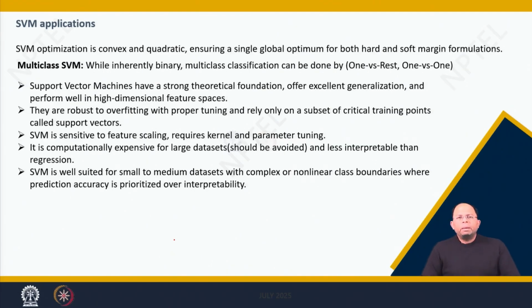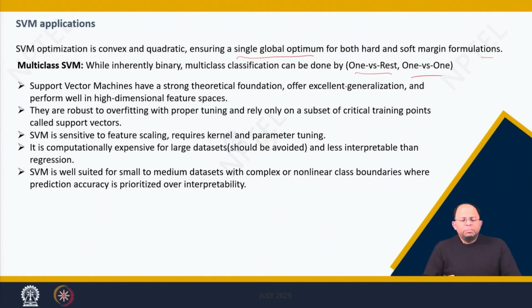So talking about SVM applications, SVM optimization is convex and quadratic, which ensures a single global optimum. That means there is a single solution for both hard and soft margin formulations. So that's why classification accuracy is very high. And we can also use SVM for multi-class problems. In general, SVM is binary, but we can go for multi-class as well. The approach there is one versus the rest, or one versus one. So we can do pairwise comparison and summarize that, or take one versus rest and summarize the results to see which is the more voted class, and so on.